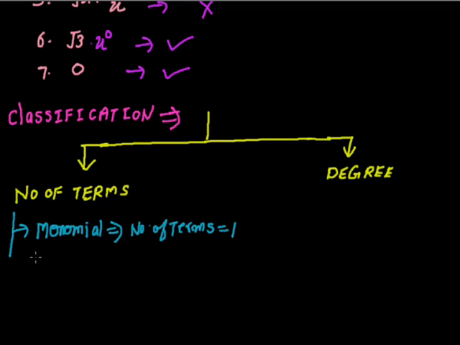Now, what are the examples? These are the examples of the monomial expression: x, 2, or xyz, etc. These are all examples of monomial expressions. Now let us come to our next classification, that is binomial expression.